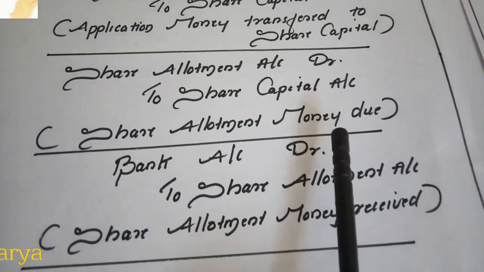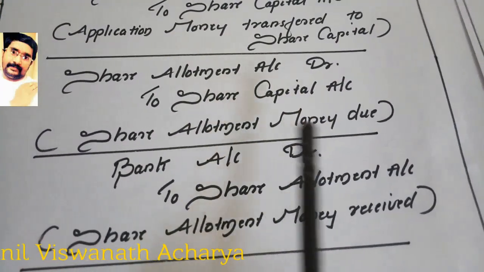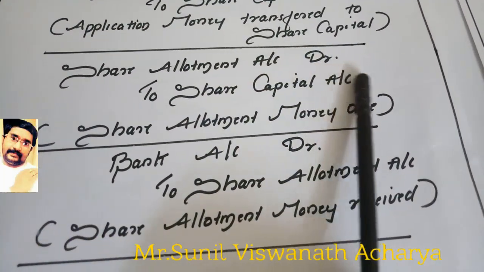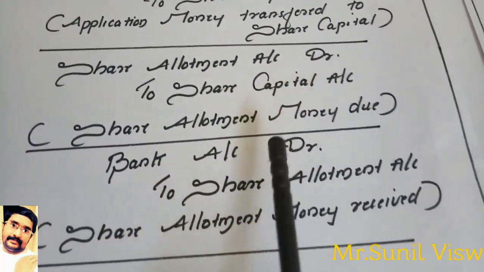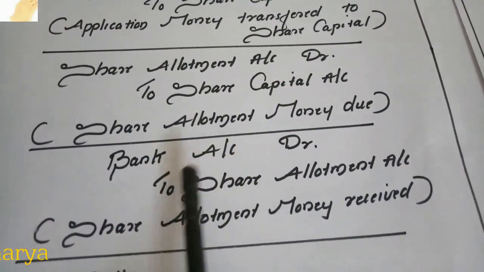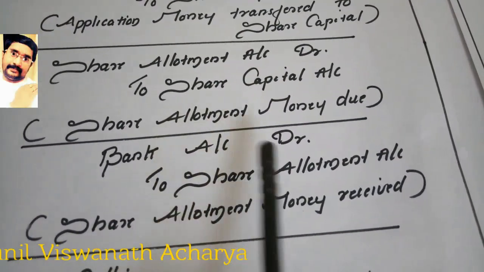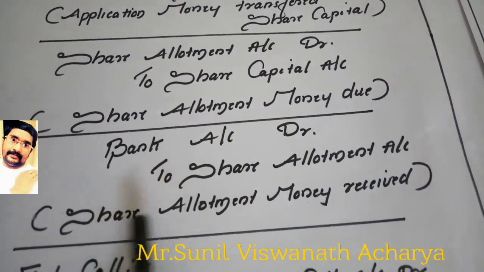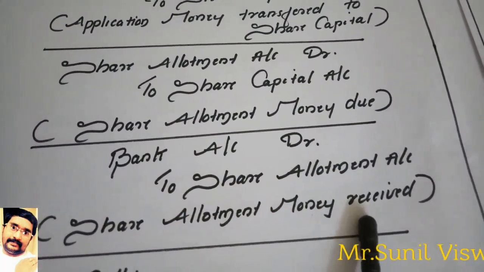Suppose the second installment allotment money is 2 rupees. Then 1000 into 2, how many rupees? 2000 rupees we will first transfer to share capital. Then that money we will receive through the bank. So, bank account debtor to share allotment account, narration: share allotment money received.